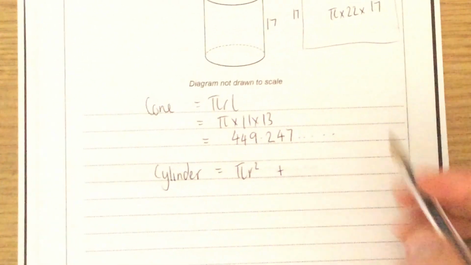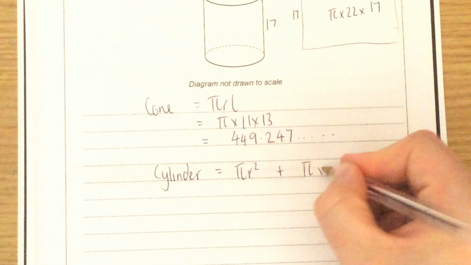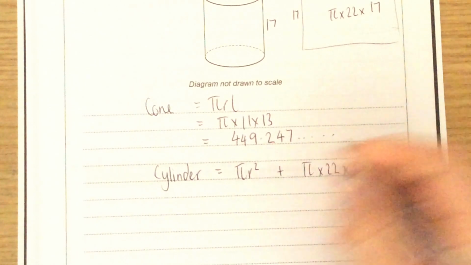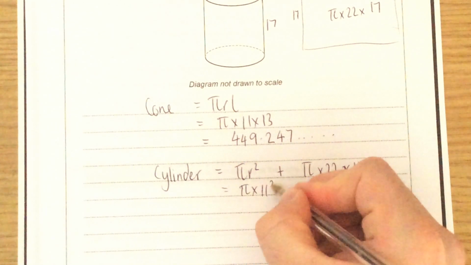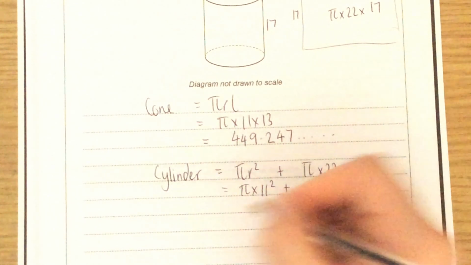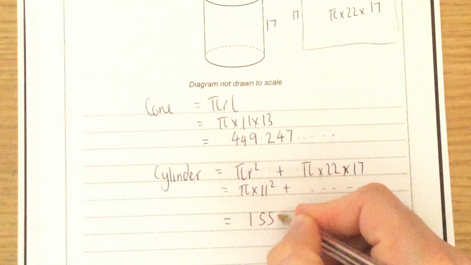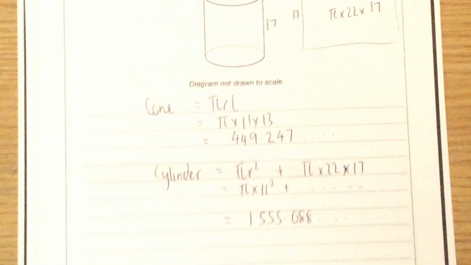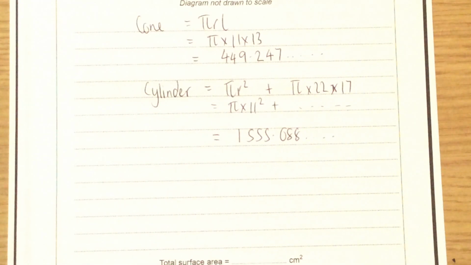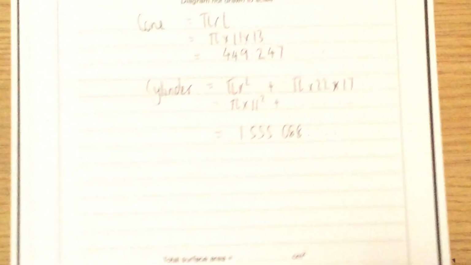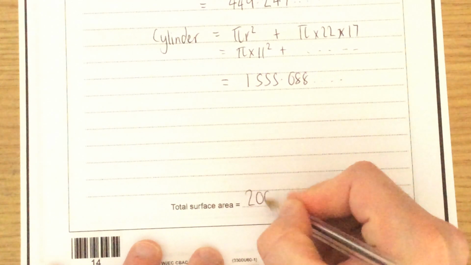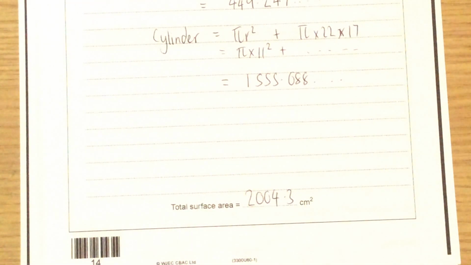So in terms of my cylinder, I've got pi r squared plus pi times 22 times 17. Now pi r squared is obviously pi times 11 squared plus all of that again, and again you can just type that in on your calculator. So pi times 11 squared, and then add to that pi times 22 times 17. So that comes to 1555.088, and so on. And then I'm going to add those two values together, and I get a total surface area of 2004.3 centimeters squared.